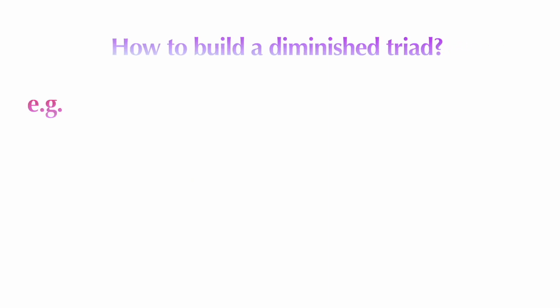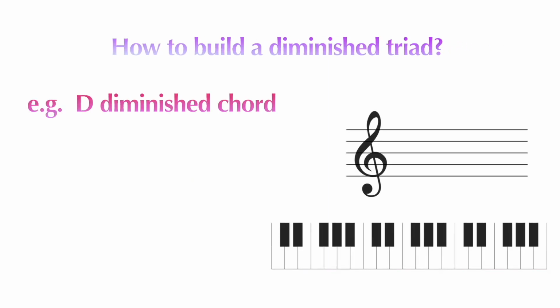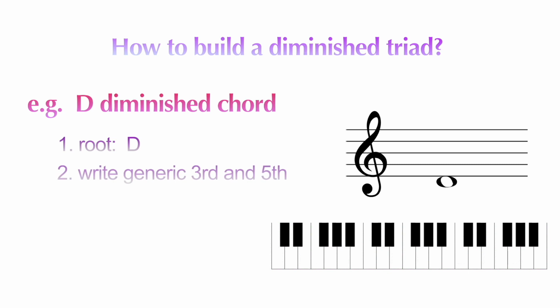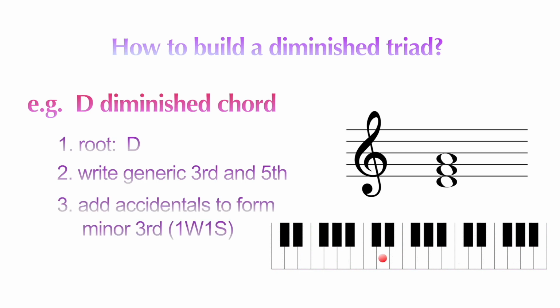Let's try to build D diminished chord. Now, we should be quite familiar with the procedure. We draw a D first, and then draw the generic third and fifth, which is the spaces above D. And then we form a minor third, one whole tone plus one semitone, and this is F, which is fine. How about the fifth? It should be another minor third, a whole tone plus a semitone. This is A flat, so we add a flat before A. It is easy, isn't it? Let's listen to the chord.